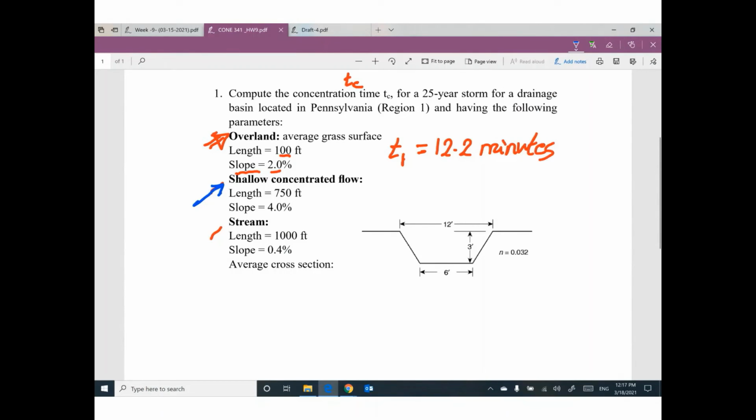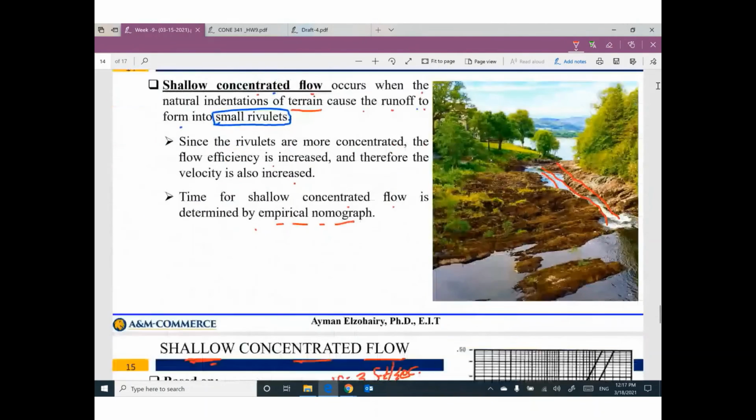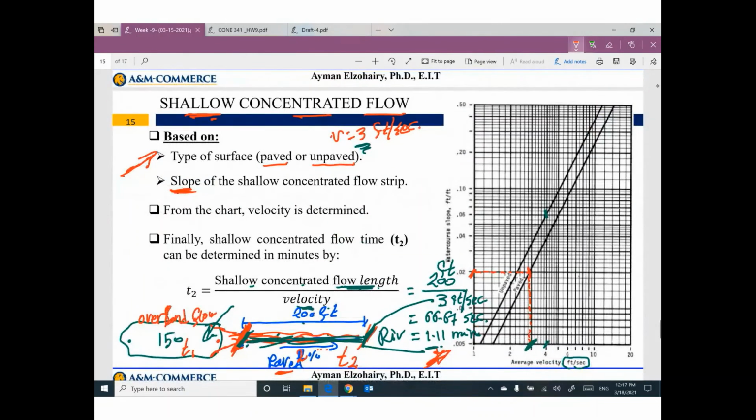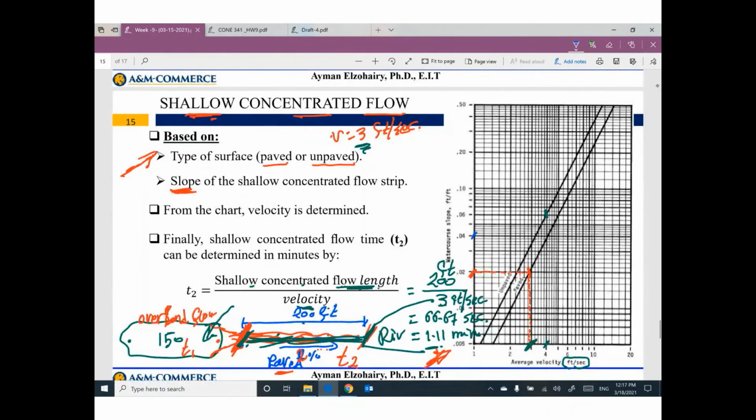The second part of the flow, shallow concentrated flow. So I will open my note for shallow concentrated flow. This one. Let's start. What is the slope? 4%. And it's not given here what is the type of surface. So if not given, I will assume it's unpaved. So we have 4%. Here you go, 4%.